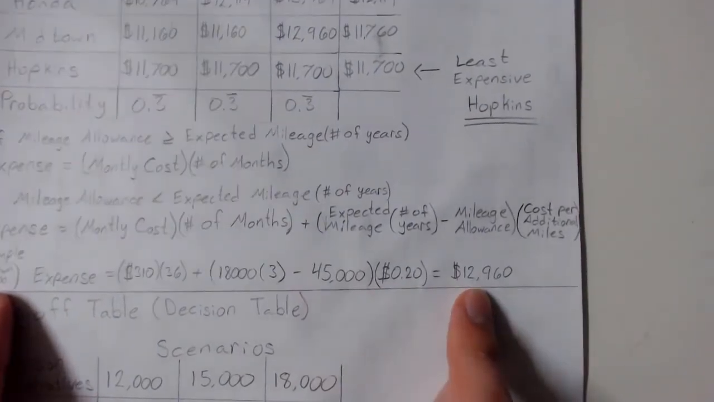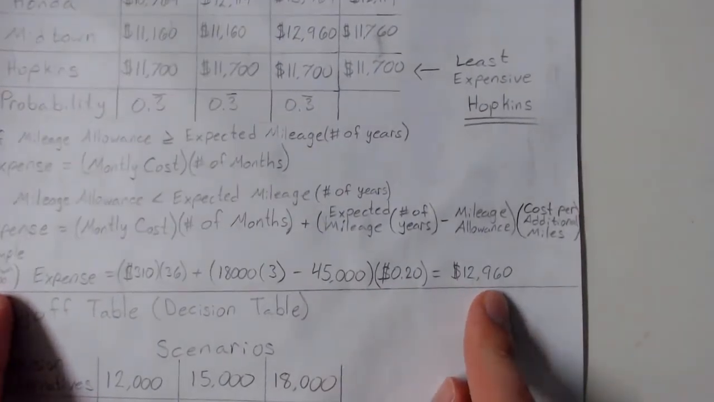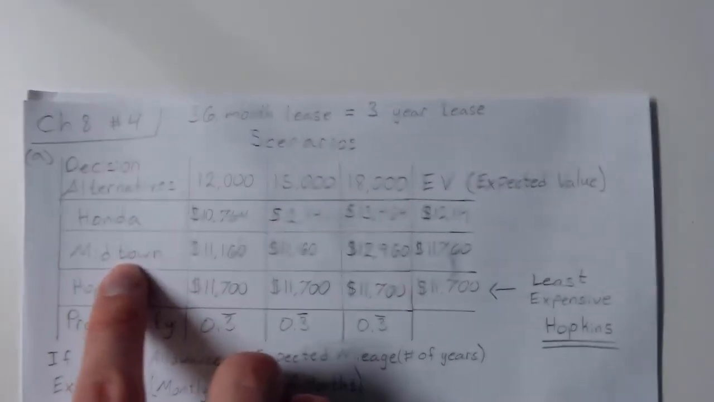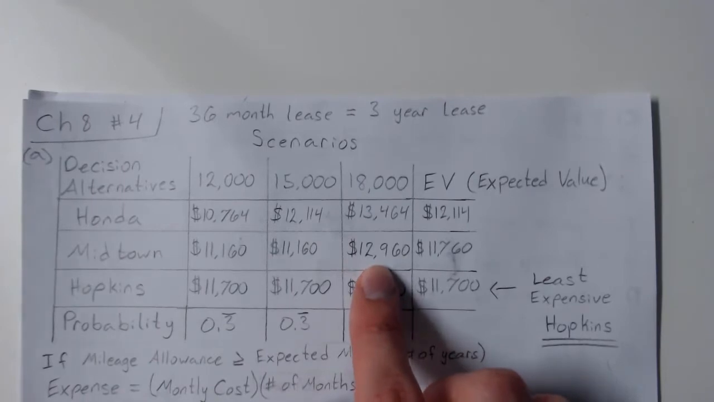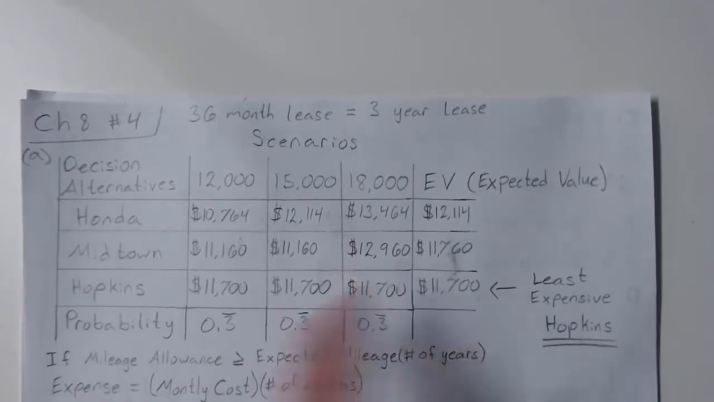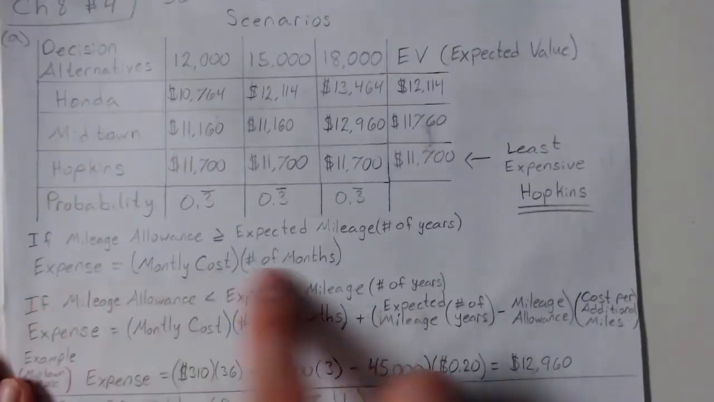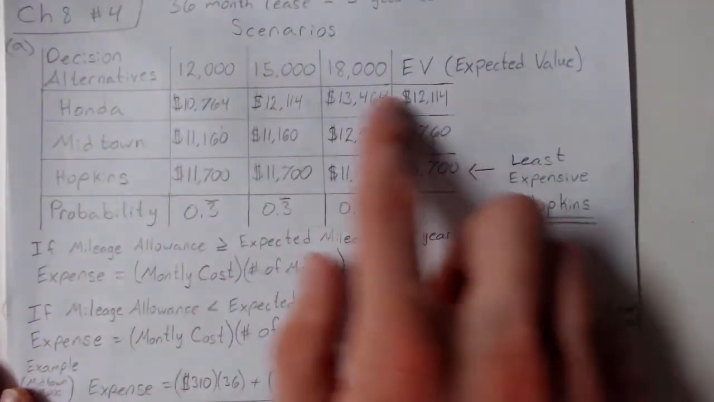That costs $12,960. Midtown, 18,000 expected miles driven each year is going to cost $12,960. And so I used these 2 equations to fill in all of this.